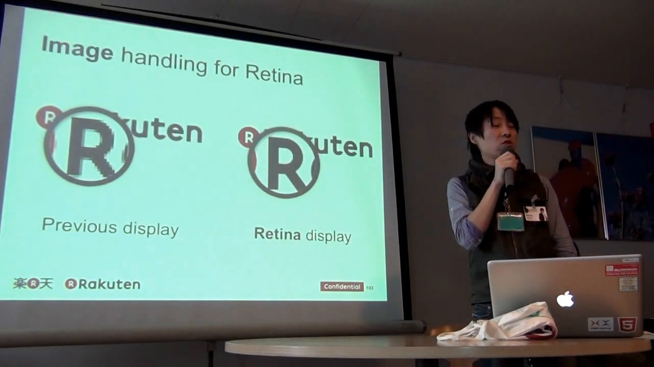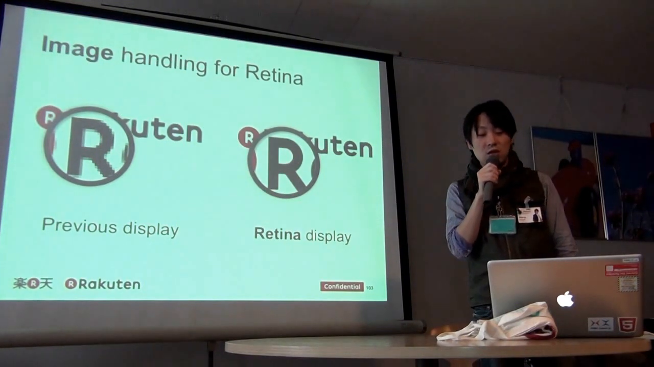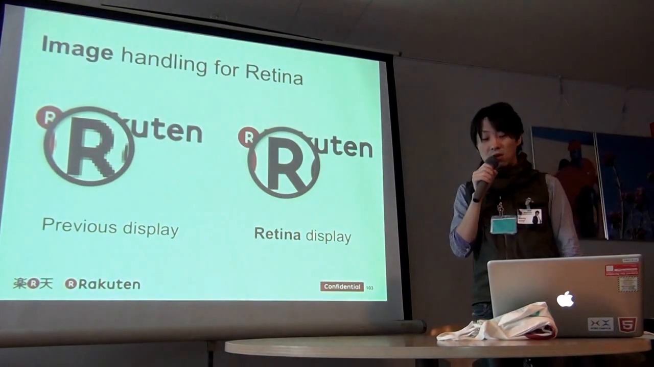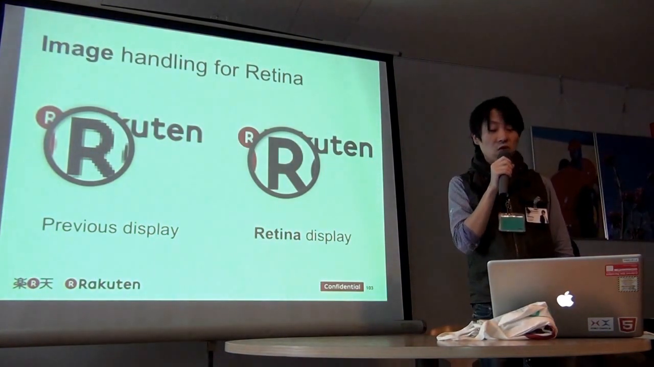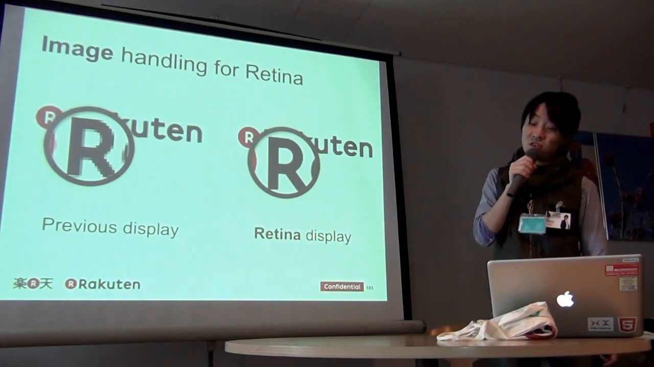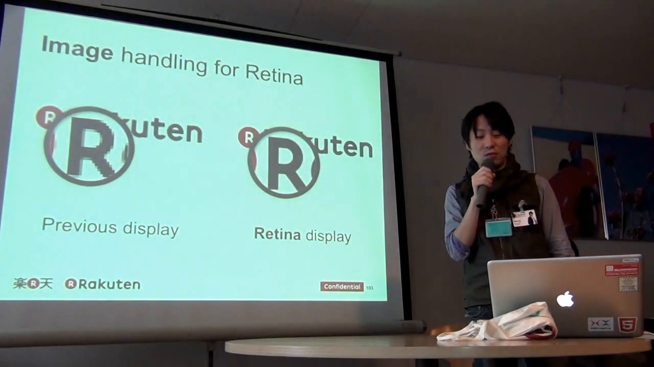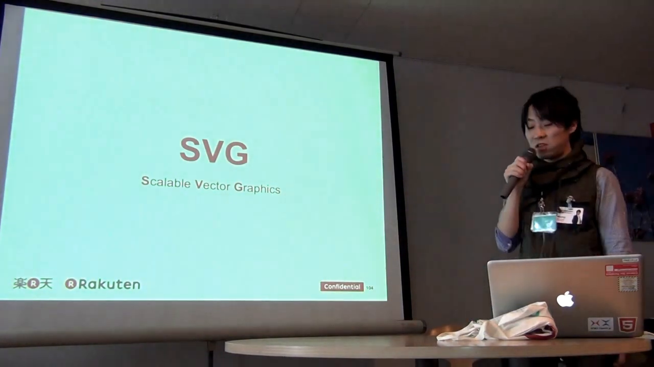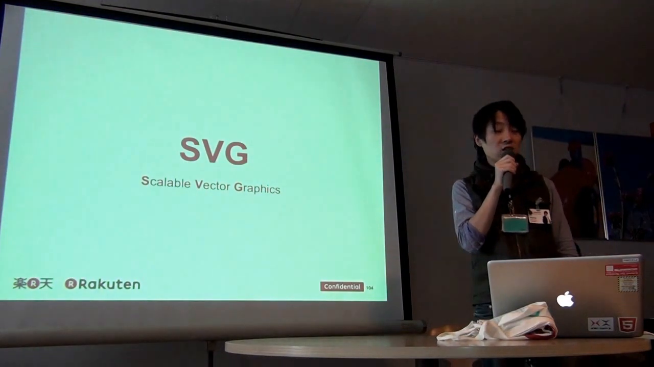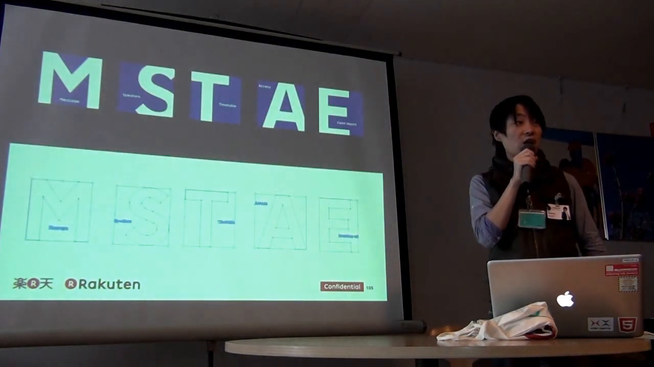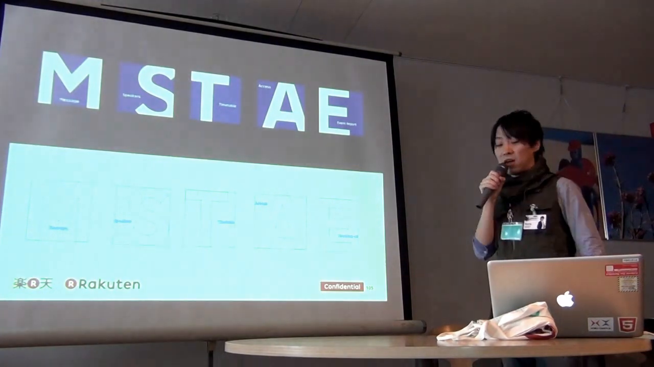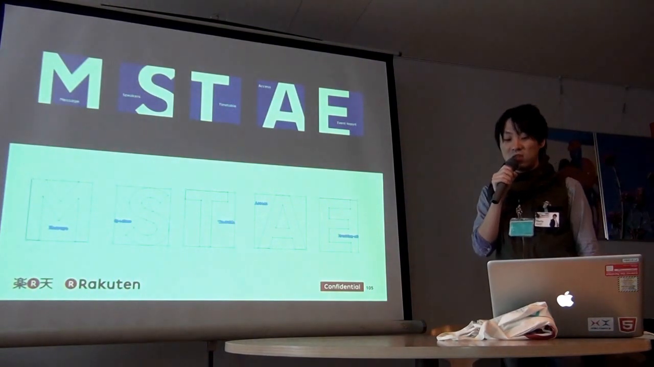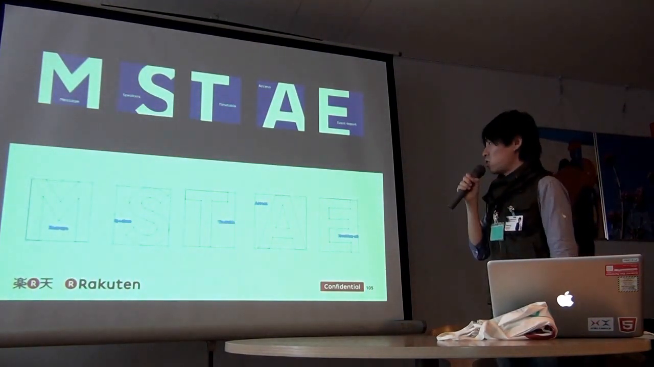We should also consider image handling in responsive web design. When using bitmap images, we need to prepare several images for high-resolution displays such as retina displays. SVG is a vector graphics format. Vector graphics are shown beautifully on any display. This time, we created most of the icons with SVG. By using SVG, we could reduce image data weight compared with bitmap images.